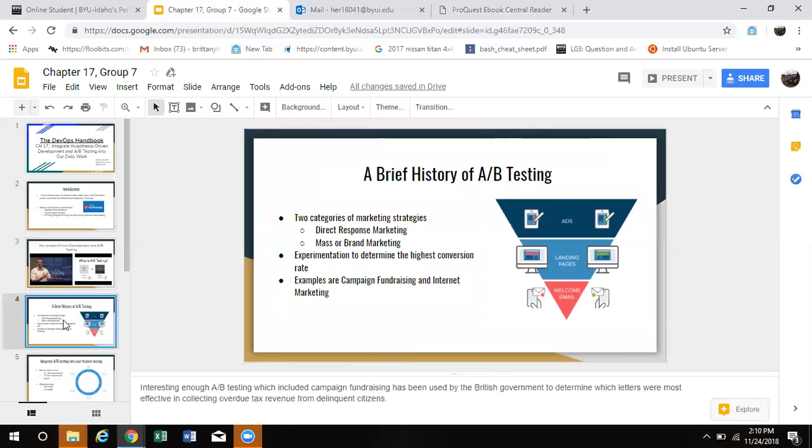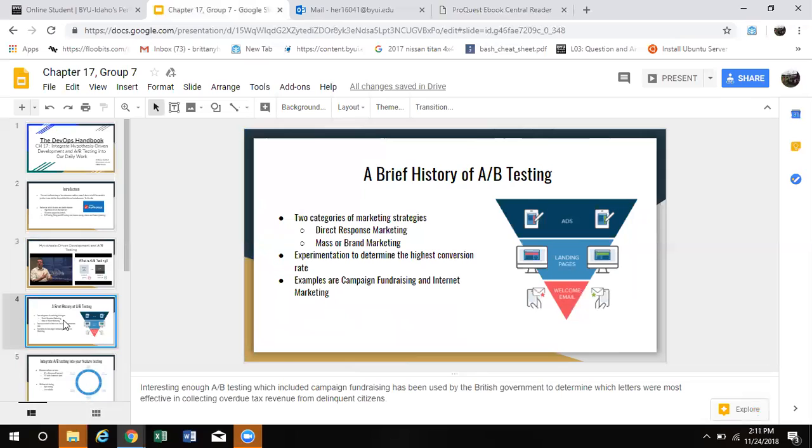All right, so that explained those two. And here's a brief history of A/B testing. Two categories of marketing strategy are direct response marketing and mass or brand marketing, experimentation to determine the highest conversion rate, and examples of campaign fundraising and internet marketing.